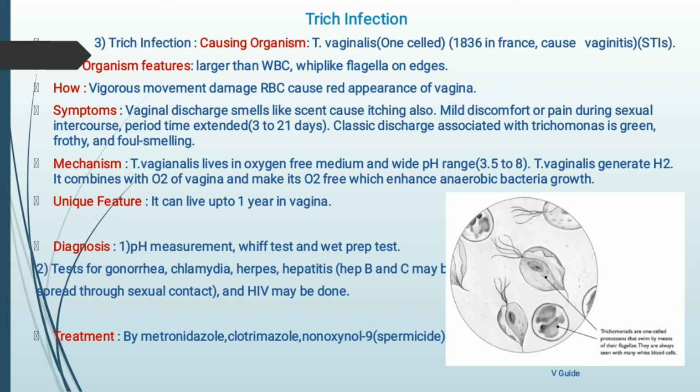You can say there are different types of medicines like metronidazole, clotrimazole, and nonoxynol-9, which is a spermicide. All these are the treatments or drugs which are applied during Trich infection. In the diagram you can see this is the Trichomonas vaginalis organism, a protozoa which is single celled and has whip-like flagella on its edges. So it was all about the Trich infection. Now move towards the next slide.